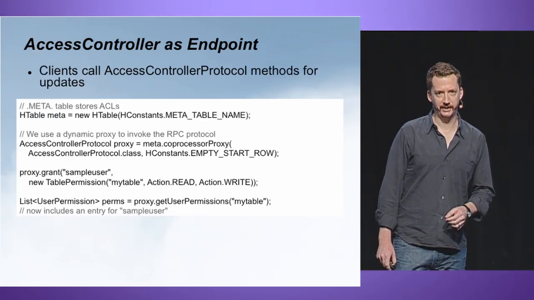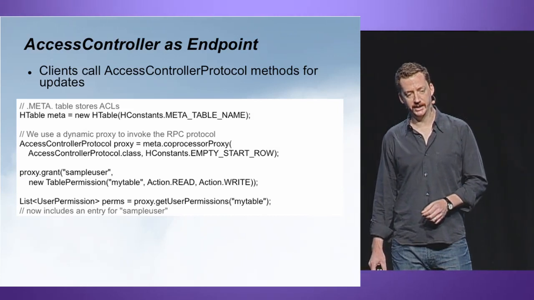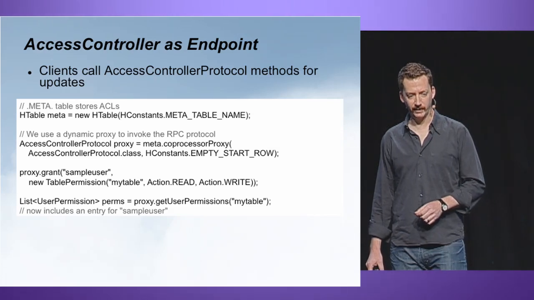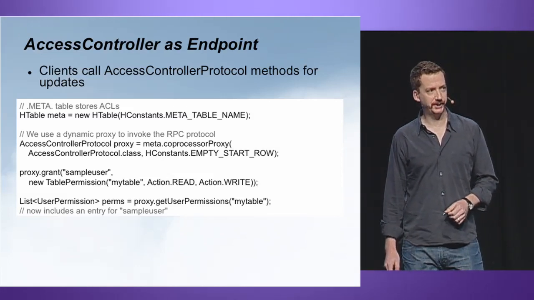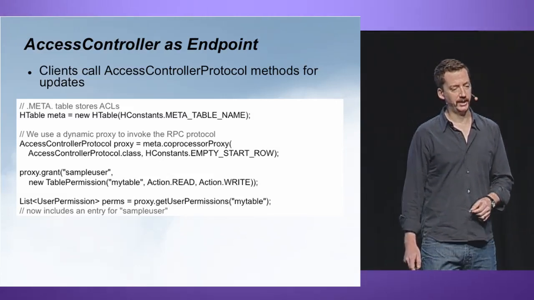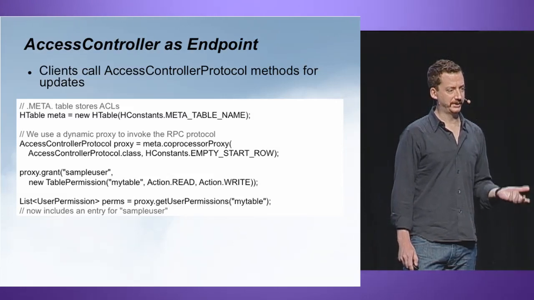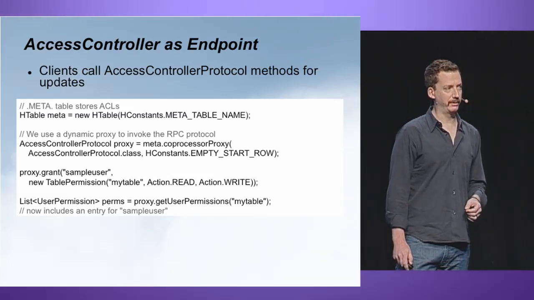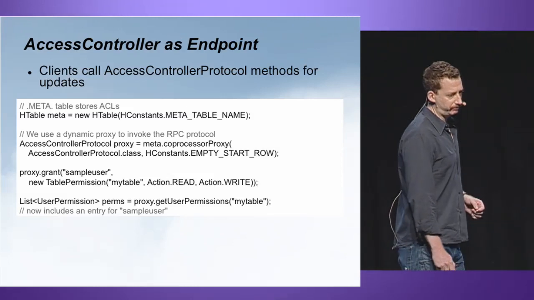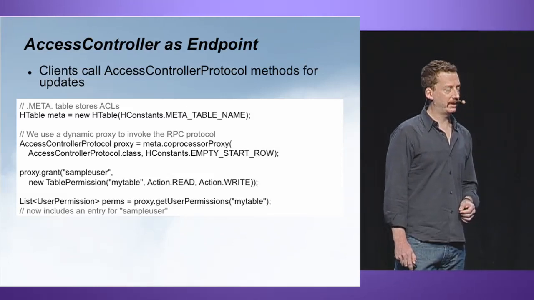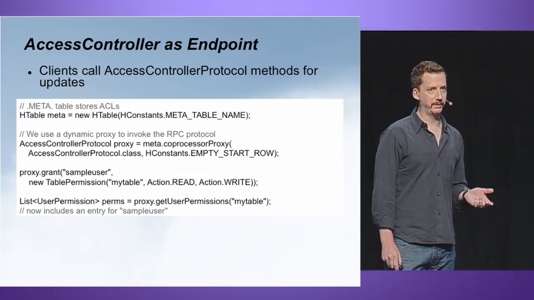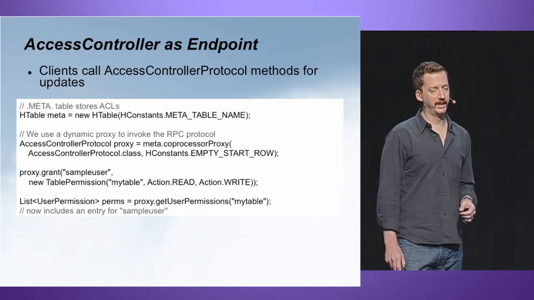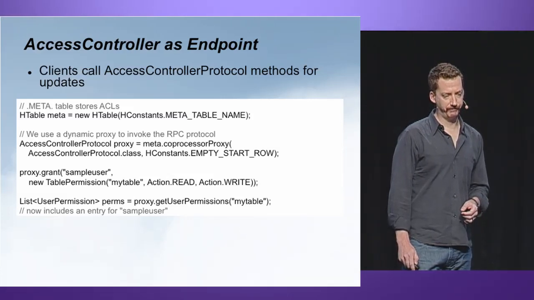clients first obtain a reference to the underlying HBase table where we actually store the ACL assignments. They then call the htable coprocessor proxy method, and that returns a dynamic Java proxy object that will serve as the dispatcher for those RPC requests. The client code can then simply call methods on that proxy object, and those are translated by the coprocessor framework into individual RPC calls that are sent to the region server.